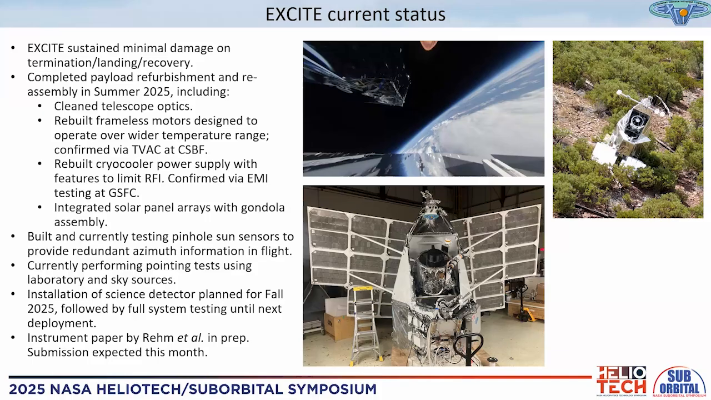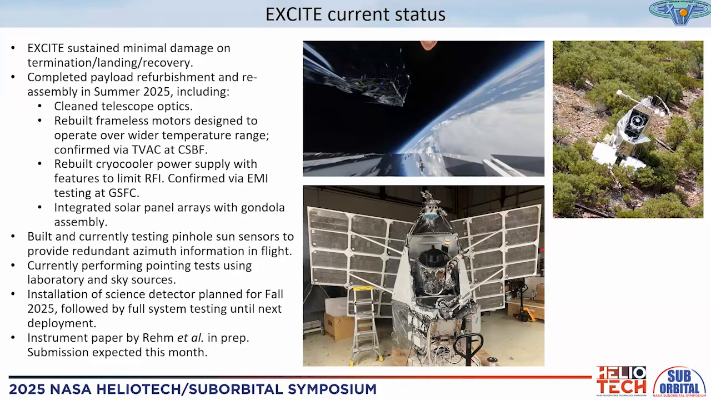But we did have a lot of refurbishments that we've done since then and are basically wrapping up now: cleaning our optics, rebuilding the elevation drive motors, some adjustments to the cryocooler power supplies, and then installing our solar array. So that covers most of the things that we had issues with. We also built, and are currently testing, pinhole sun sensors, which will give us redundant azimuth information for our next flight. So if a system does drop, we'll have a backup.